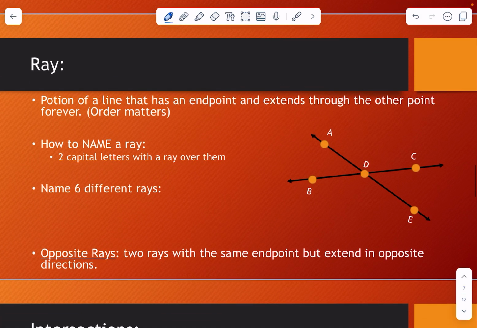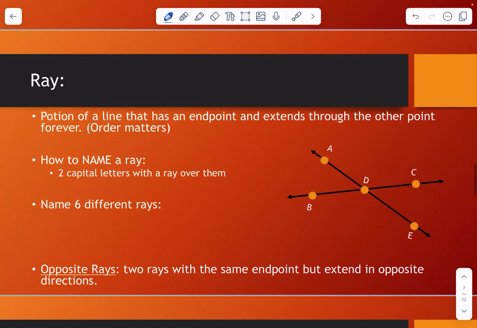The next one that we have is a ray. A ray is simply a portion of a line that has an endpoint and extends through the other point forever. Order does matter here because there is a big difference depending on direction. Direction is determined by who is the endpoint. The way that we name a ray is by two capital letters with a ray over them.